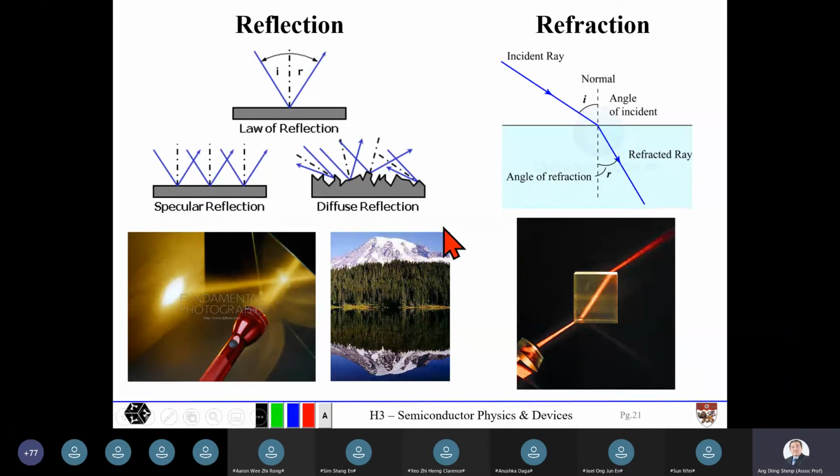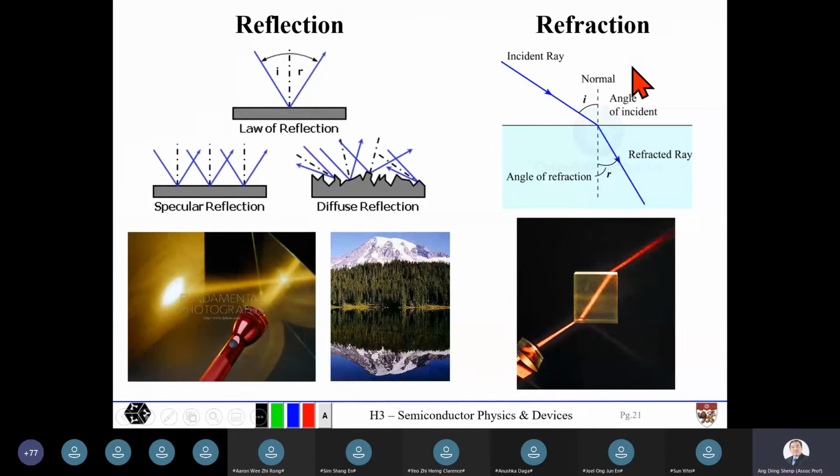Now, reflection is a very important consideration in the operation of optoelectronic devices because it limits the amount of light transmitted to the semiconductor. Imagine if this gray region here represents a semiconductor. If light tries to enter the semiconductor, some of it will bounce back. So that limits the amount of light that actually gets transmitted into the semiconductor. So that is reflection.